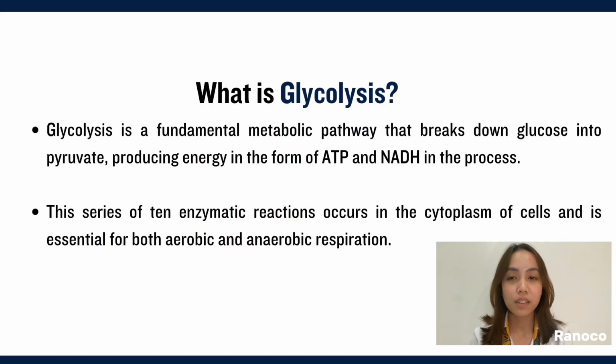Good day, everyone. Today we'll be introducing glycolysis, a vital process in cellular metabolism. Glycolysis is the pathway through which glucose, a simple sugar, is broken down into pyruvate, producing energy in the form of ATP and NADH. It takes place in the cytoplasm and is essential for both aerobic and anaerobic respiration. Let's dive deeper into how this process works.